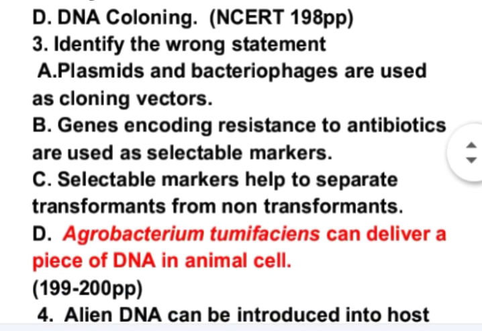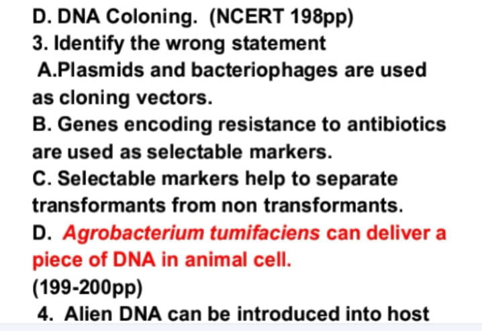Next statement is Agrobacterium tumefaciens can deliver a piece of DNA in animal cell. This one is wrong because Agrobacterium tumefaciens is used to transfer the DNA in dicot plants and not in the animal cell. So our correct option is D.